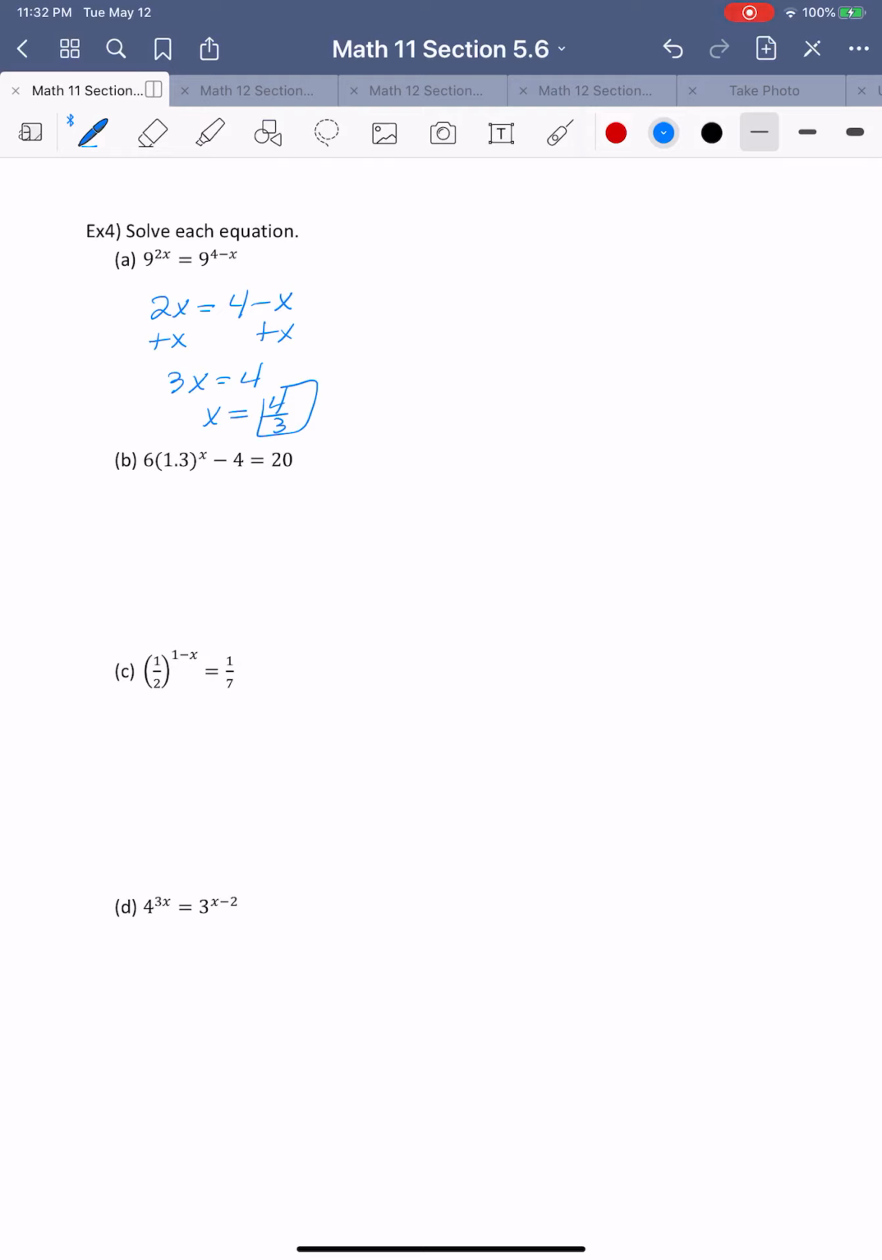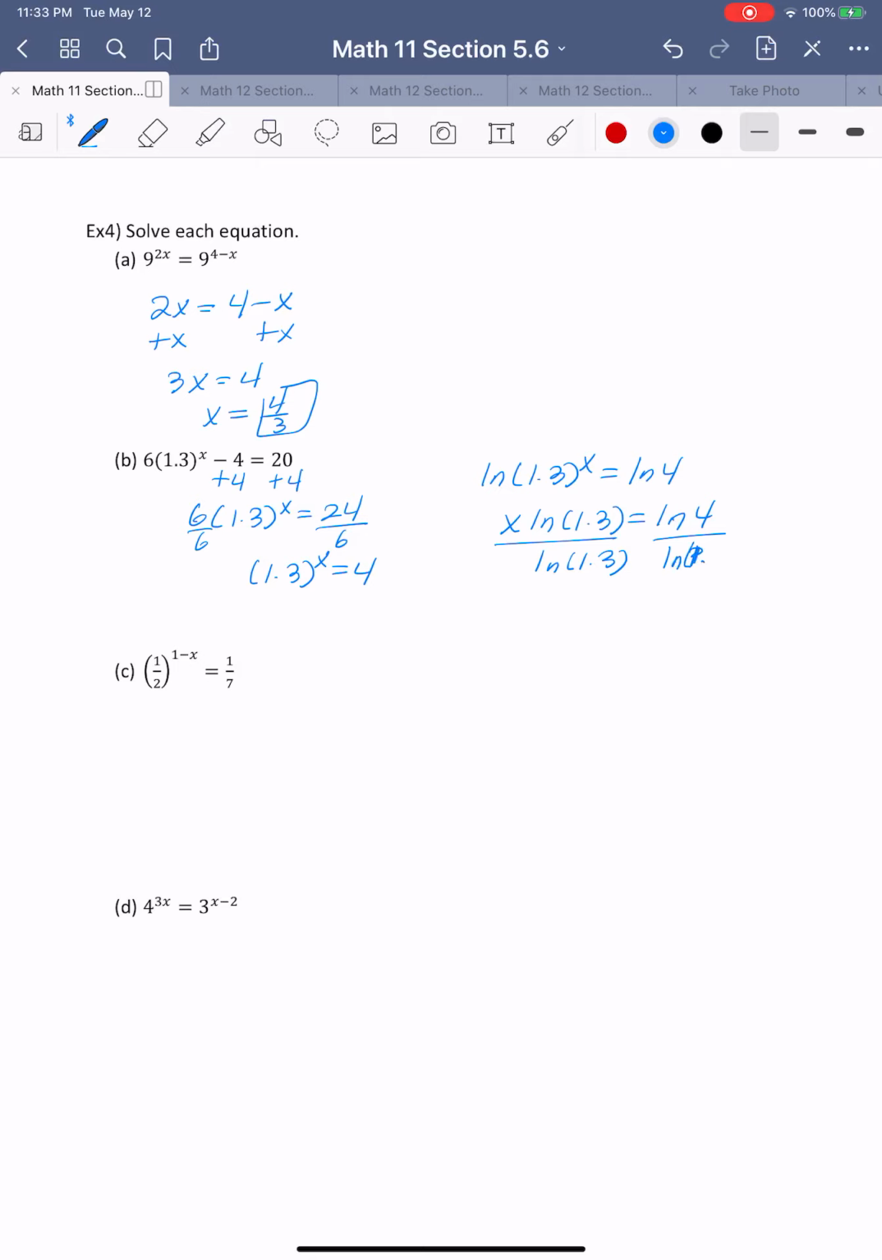For the second one, we need to isolate the exponential expression first. We have 6 times 1.3 to the x power equals 24. Divide by 6 on both sides, and 1.3 to the x power equals 4. Then I take the ln of both sides, which is how you pull the x down as a factor. It becomes x ln 1.3 equals ln 4. Then divide by ln 1.3 on both sides.